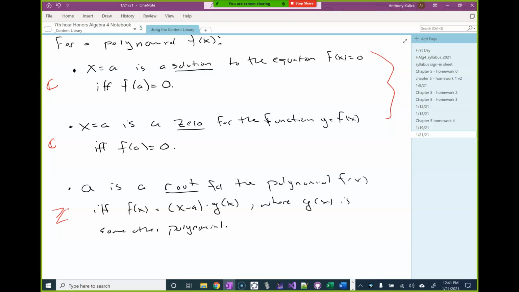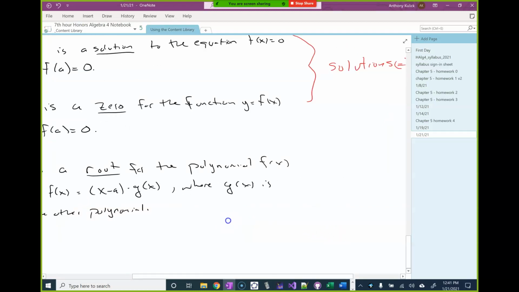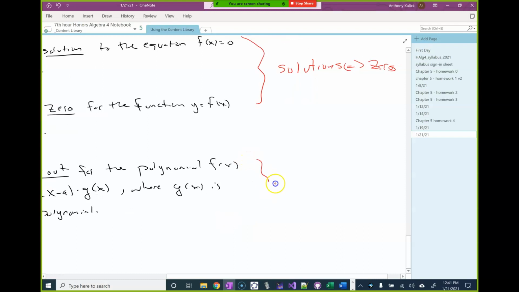So what does that tell me then? Every root is a solution, but every solution is not necessarily going to be a root, right? For example, roots or zeros include imaginary things, and our roots aren't imaginary. Everybody okay there? Okay.